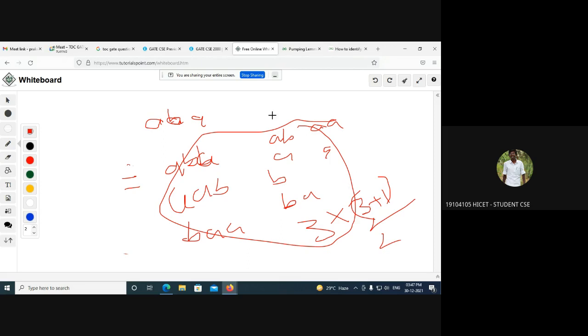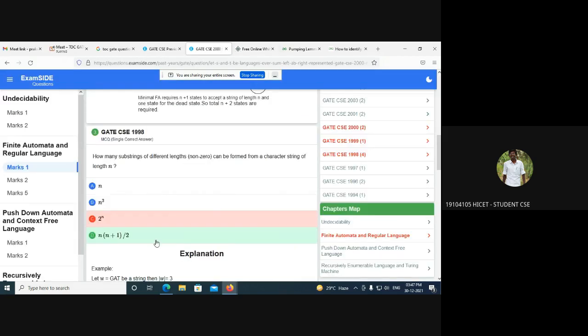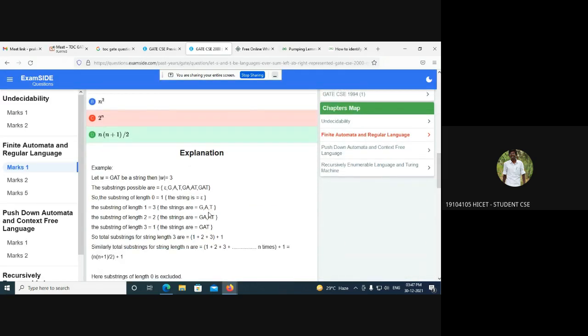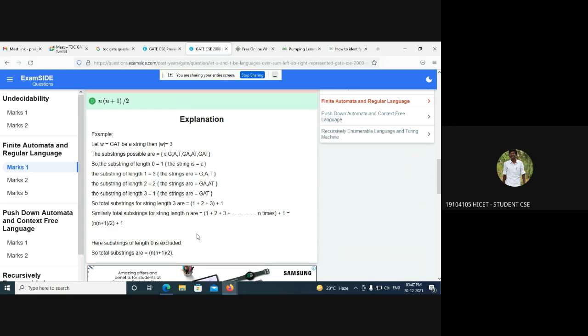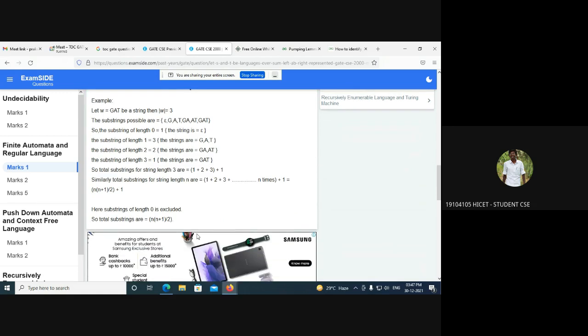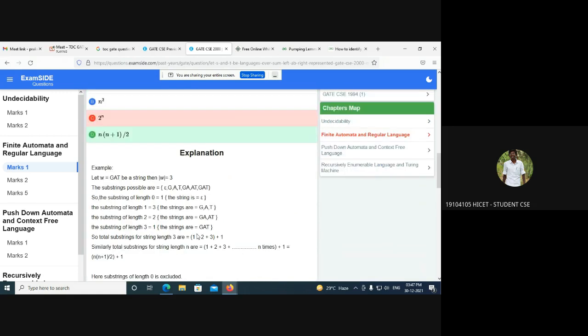Maximum 6 strings possible. The formula is n into n plus 1 by 2. Here is the derivation explanations. So kindly use these websites for studying GATE exams for TOC.